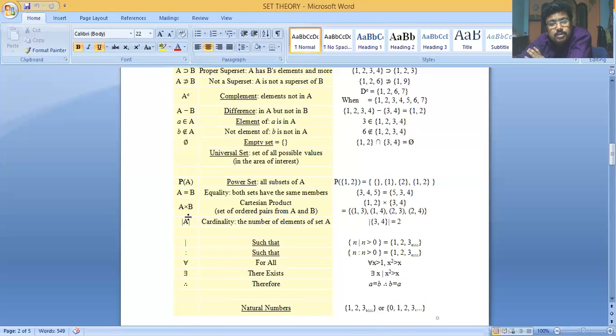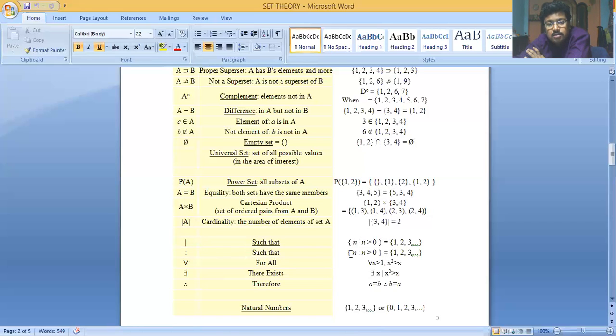Now this is A. Look, with the mod sign, this is the cardinality, the number of elements of set A. Suppose {3, 4} with the mod sign, it means equal to 2, because the number of elements is represented by this mod sign. We have 2 elements, so the number is 2.